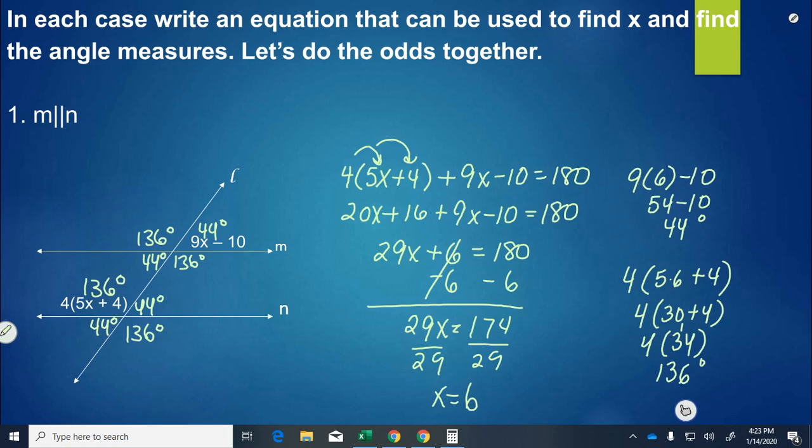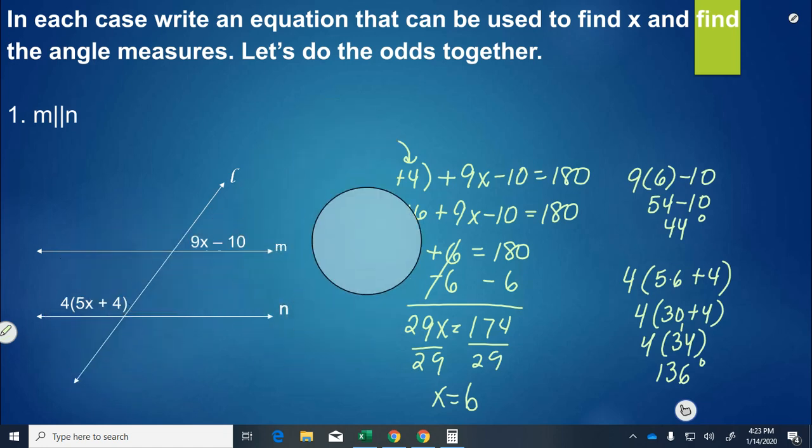Okay, again, making sure to label all of the angles so you prove that you understand how they are associated. All right, let's take a look at another example.